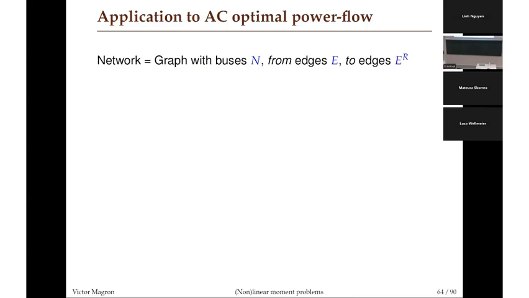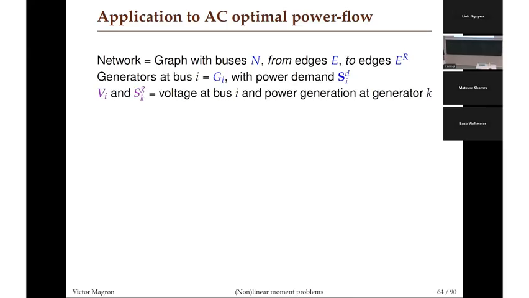Just to give you a flavor of why the problem is hard and what the constraints look like: the network is a graph. At every vertex you have a bus, and then you have from and to edges, depending on the current. In some of the buses you have generators, so electricity generators, and you have a power demand, depending on the consumers. The variables of your optimization problem are the voltages and the power generation. You want to know how much you should use this generator or that one, or maybe shut down this one.